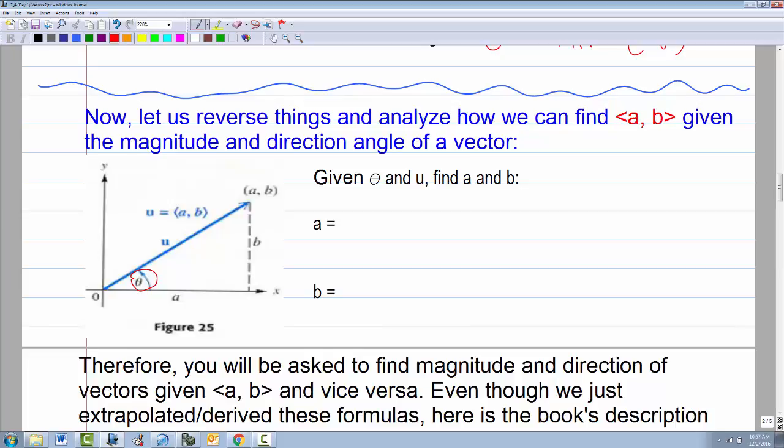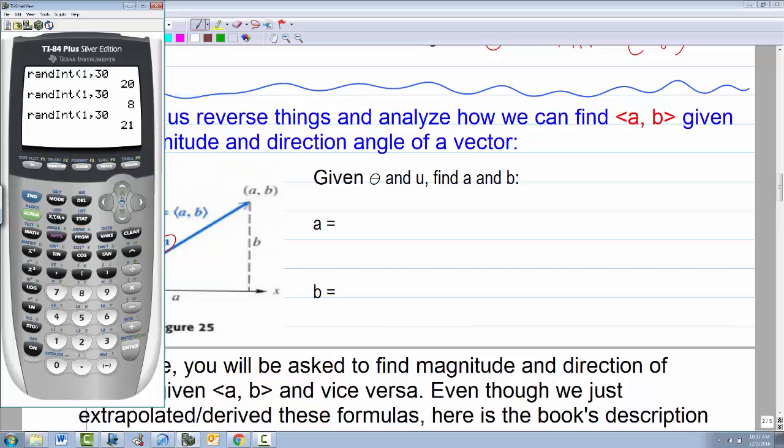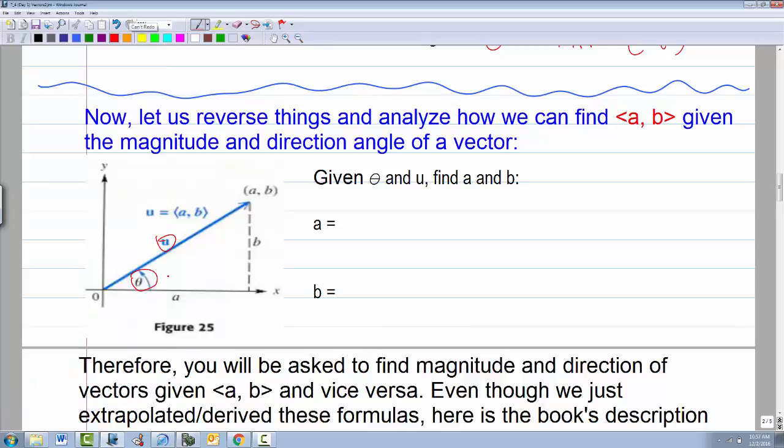Given theta and given the magnitude, we have to find A and B now. Where's the calculator? Let's get this student. What side is this? But then I'm given that. Now, I'm going to find B separately. So, given the magnitude, again, this is a number. I have a number for this, and I have a number for that. What trig function deals with opposite?